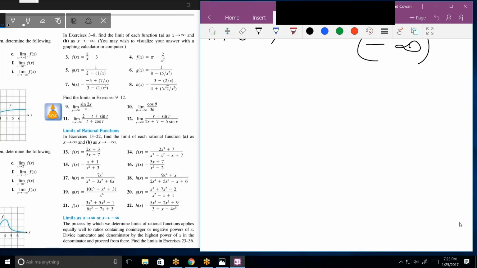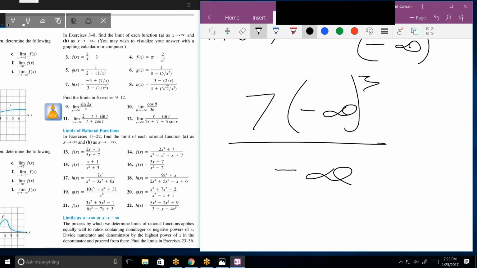17. What's 17 go to as we go to positive infinity? Okay, so there are two x cubes, so it'd be 7. Correct. How about negative infinity? It'd be 7 as well. Correct. In other words, I still end up with 7 times negative infinity cubed over negative infinity cubed. And both of these stay negative infinity, but then the negative signs cancel, so it leaves positive 7.